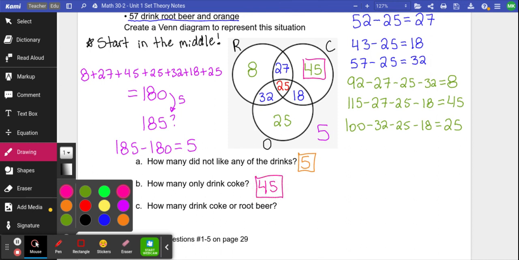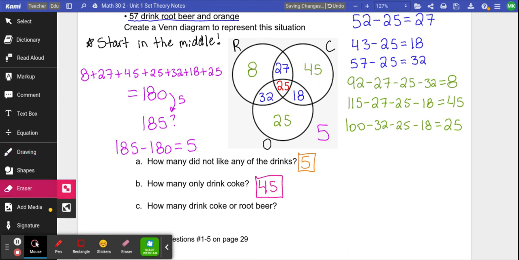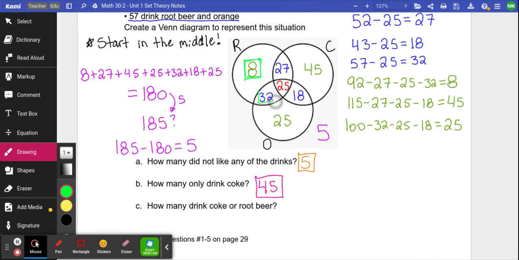And how many people drink Coke or root beer? That means that you could be in circle C or in R or in both. Looking up here, that's going to be a lot. For instance, these 8 people drink root beer. These 32 drink root beer. These 25 drink root beer and Coke. These 27 drink root beer and Coke. These 45 drink Coke. These 18 drink Coke.